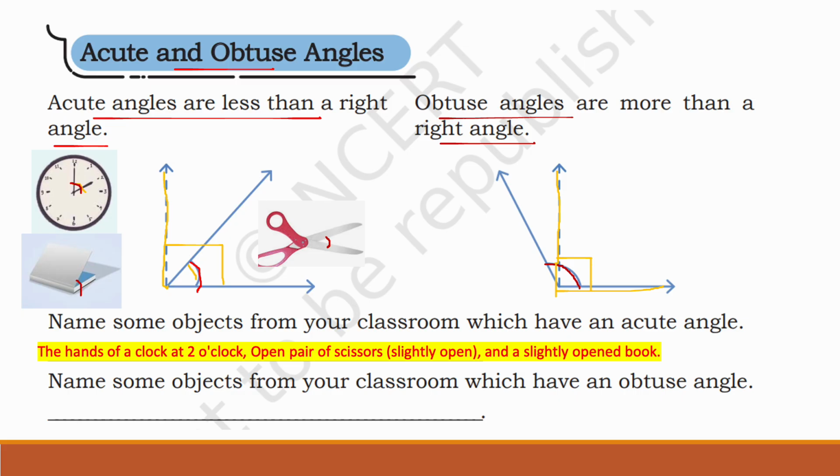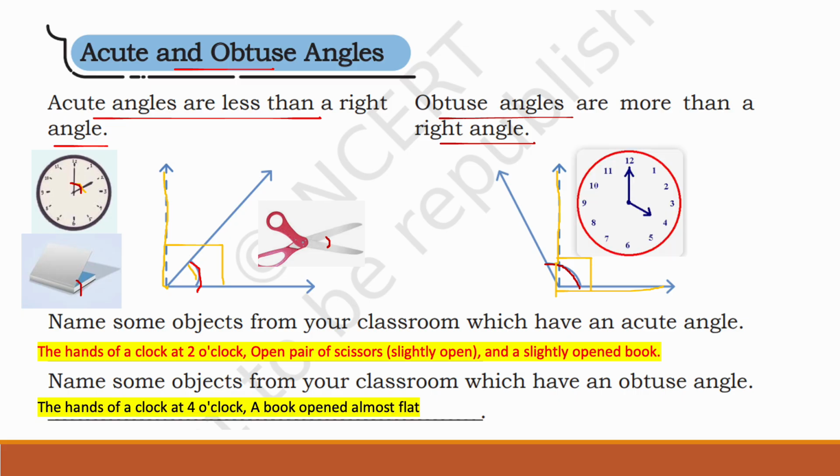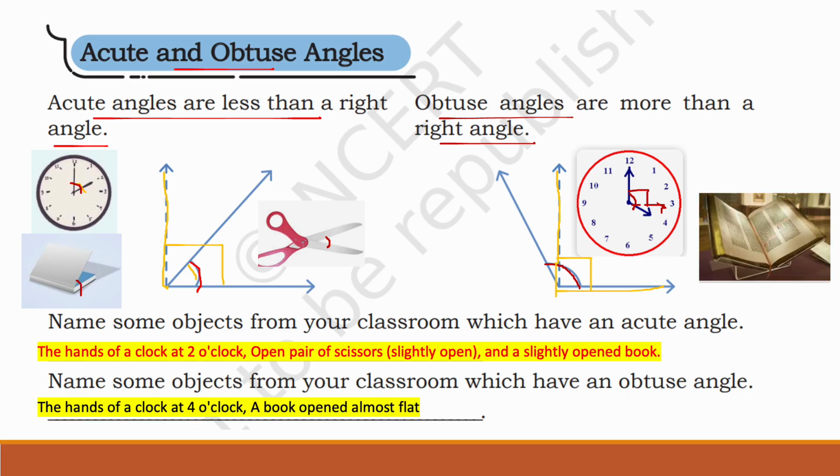The next one, name some objects from your classroom which have an obtuse angle. The hands of a clock at 4 o'clock. See this figure. These two hands form an obtuse angle. See, if this hand is marked like this, that is at 3 o'clock, the angle will be a right angle. But at 4 o'clock, the clock forms an obtuse angle. Then a book opened almost flat. See, this is an obtuse angle. This is more than 90 degrees, or this is more than a right angle. So it is an obtuse angle.